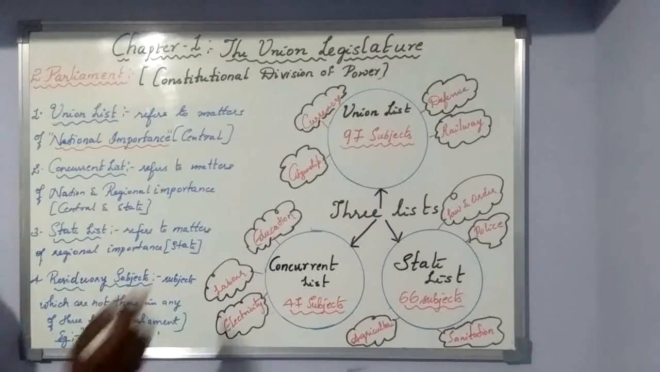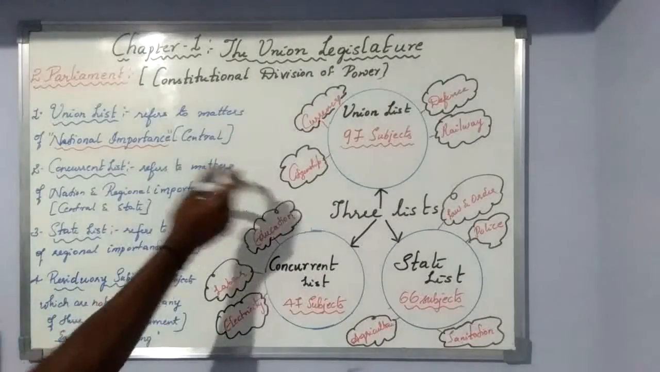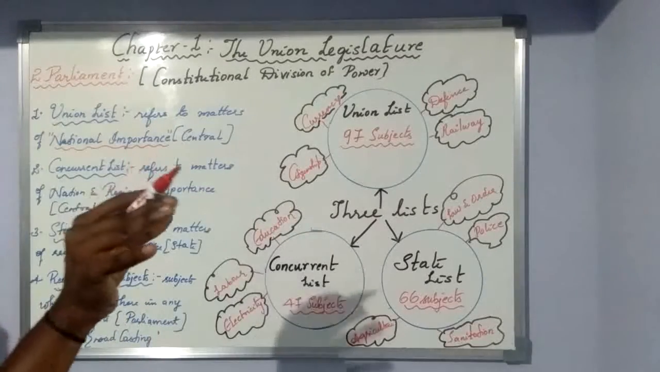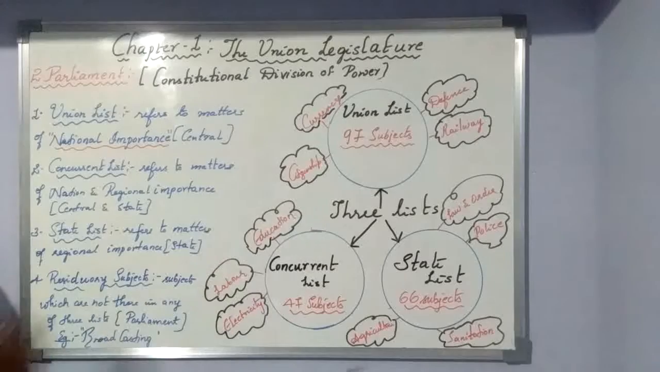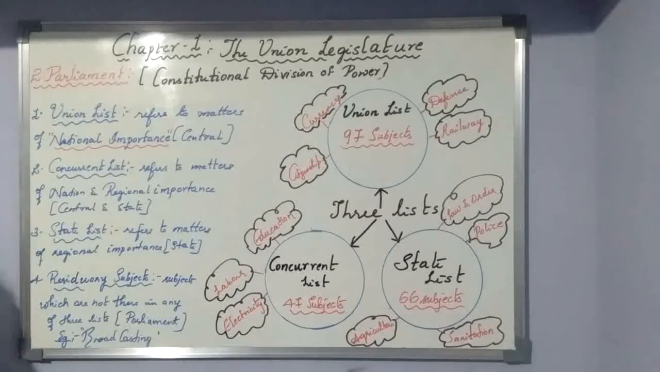In that, I have mentioned four here. In your textbook some more are given, you can go through it. So among the four major subjects, like citizenship, any law related to citizenship can be made only by the central government.